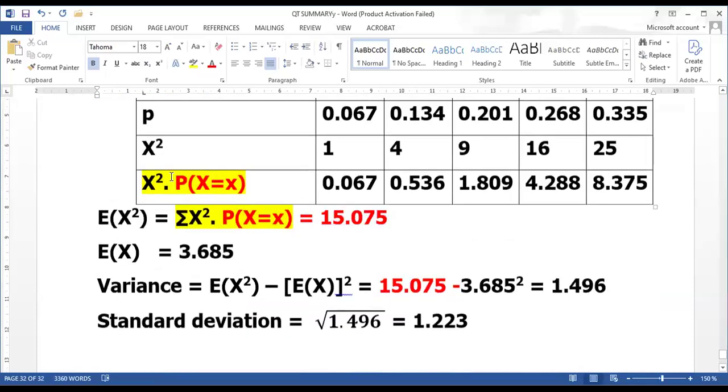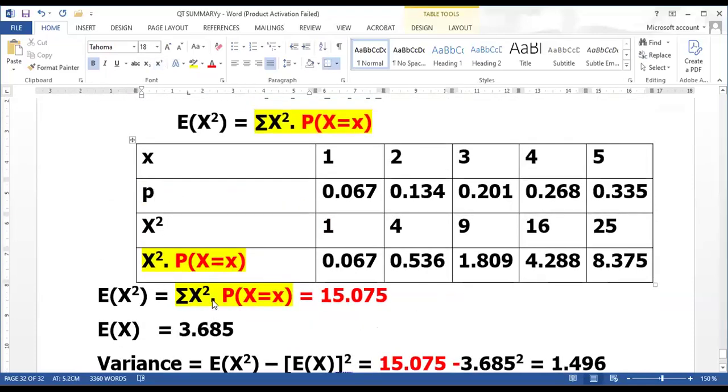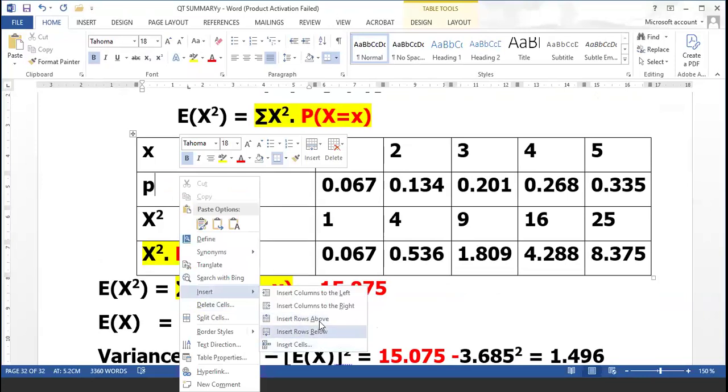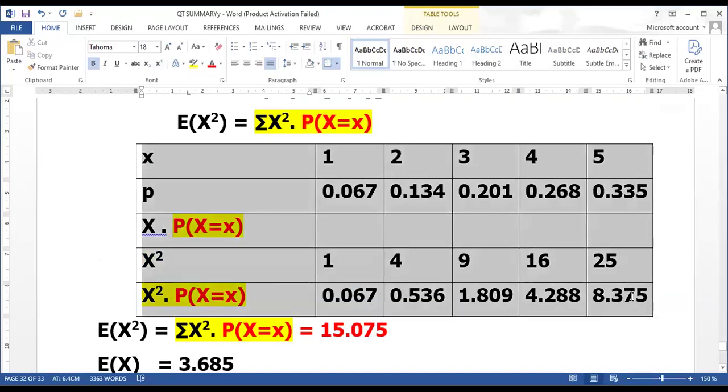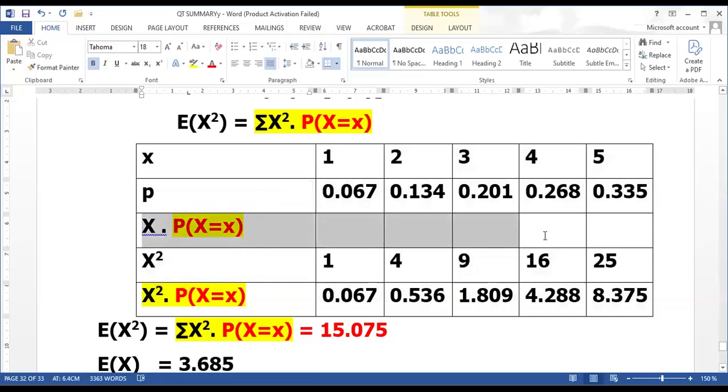It would be better for you to do everything at once. You first have this, because it will help you to get the mean. You first lay the table like this. Put the values of x, put the probabilities, put this one. This one is going to help you to get the mean.